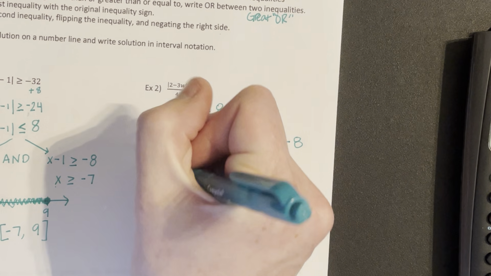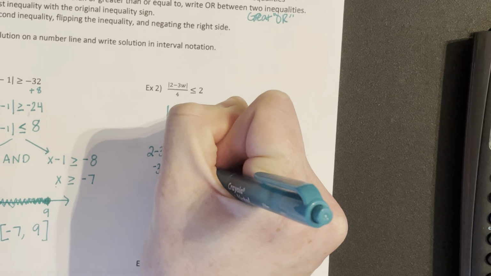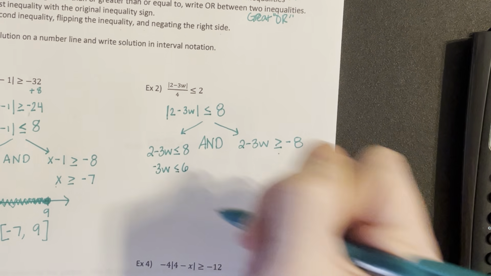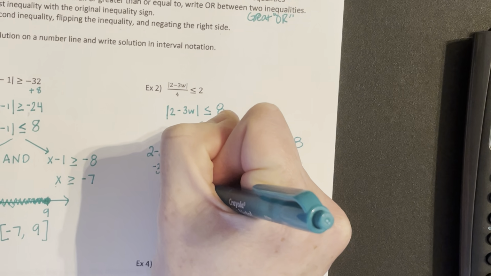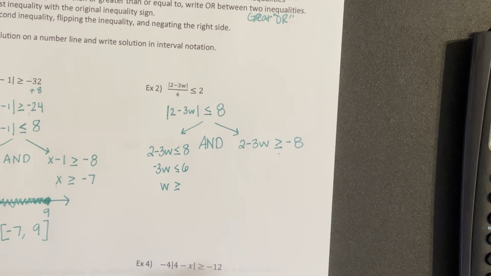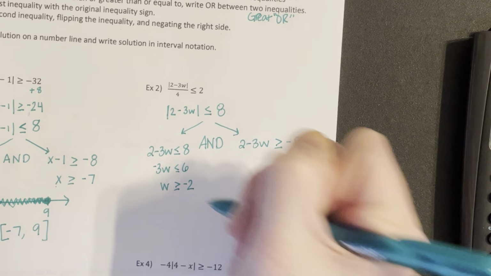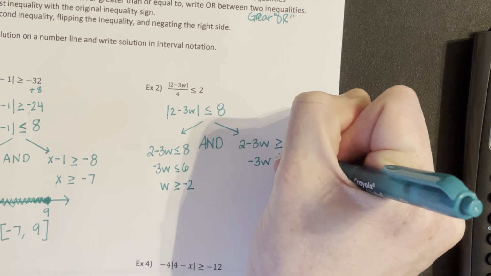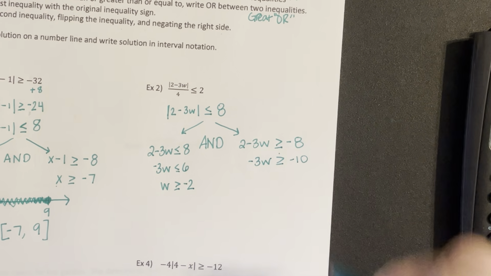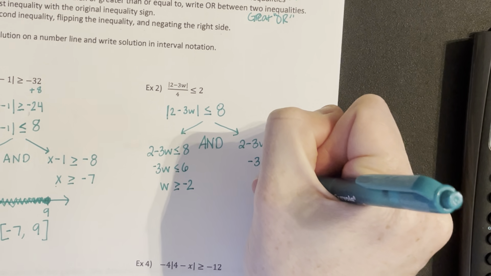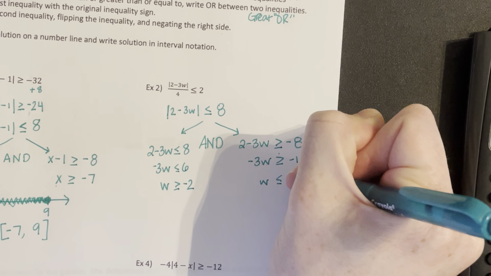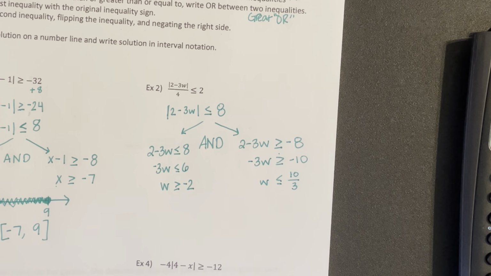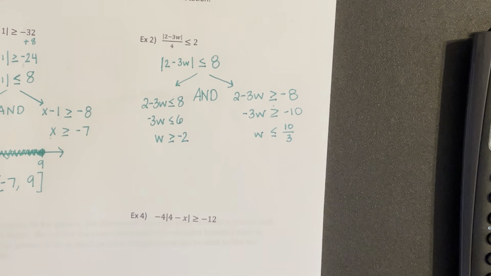So we solve this out. I'd subtract 2 from both sides to get a 6. Divide by negative 3. Dividing by negative flips the sign, so that makes that a negative 2. Then we do the same thing over here. So subtract 2. I get negative 10. Divide by negative flips the sign and gives me a positive 10/3. You do want to just keep these as your improper fractions.